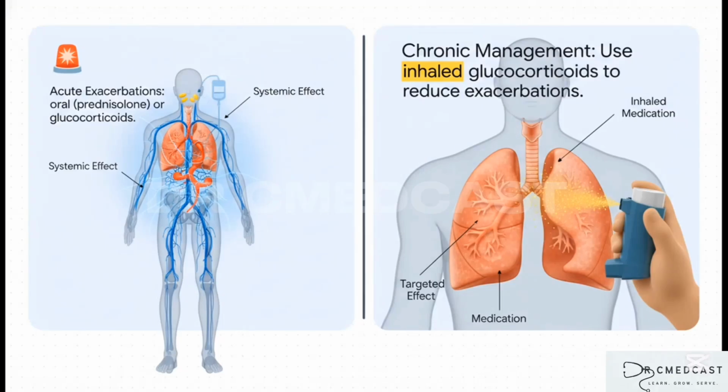Glucocorticoids are our heavy hitters for inflammation, but how we use them really depends on the situation. During a bad flare-up, we need a powerful, system-wide effect, so we'll use oral pills like prednisolone or even IV methylprednisolone. But for long-term day-to-day management, we use inhaled versions. This lets us target the lungs directly and helps avoid a lot of the systemic side effects, with the main goal of reducing how often exacerbations happen.